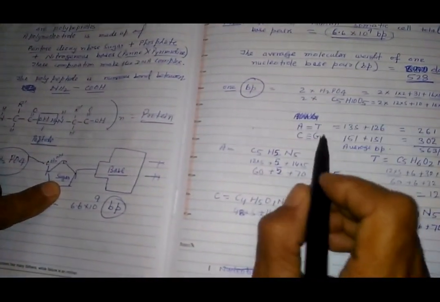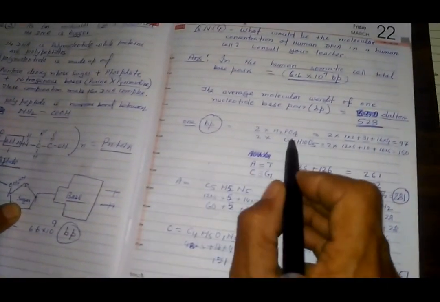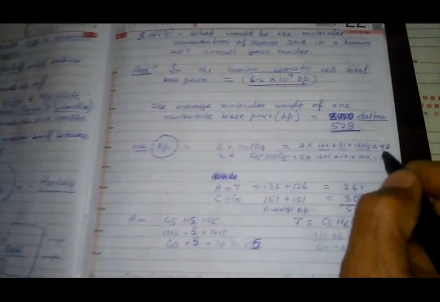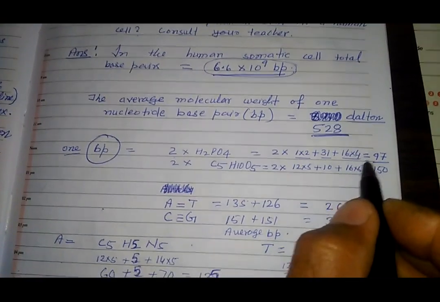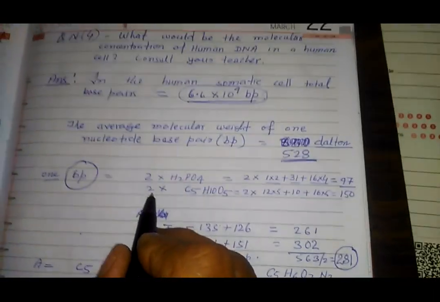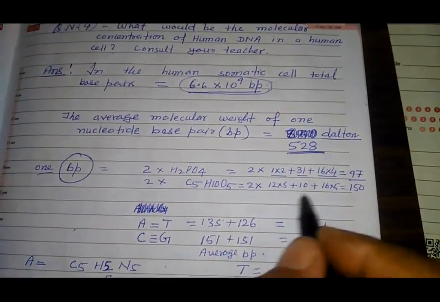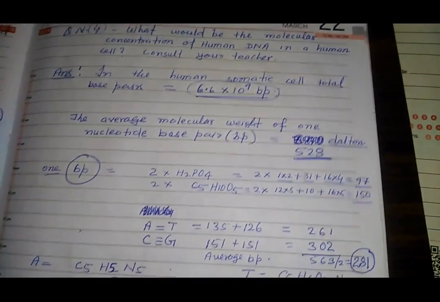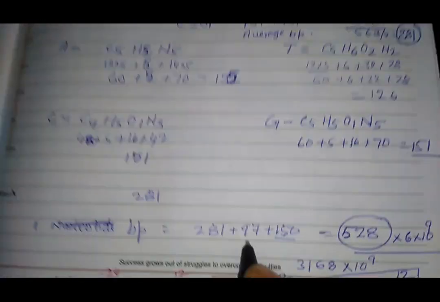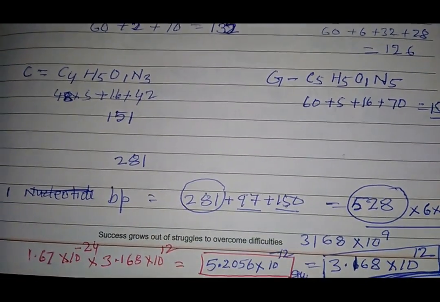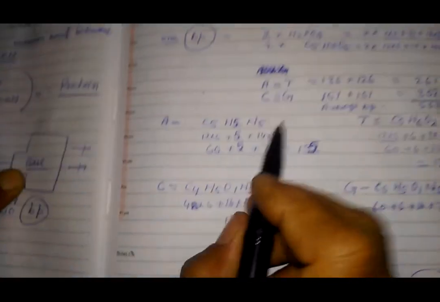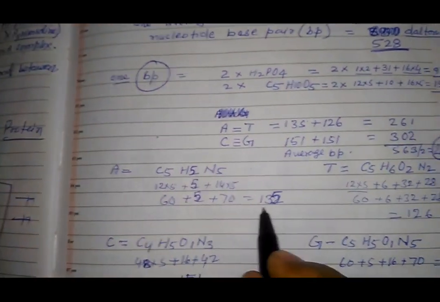When we count the molecular weight of phosphate, we get 97. For 2 molecules of pentose sugar, we get 150. So we add 150 and 97, then we have to find out the 4 nitrogenous bases. Adenine has 135.